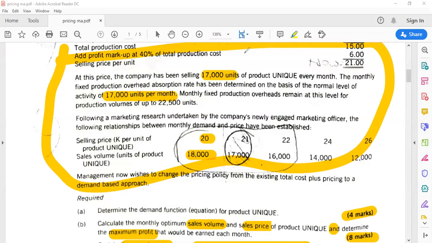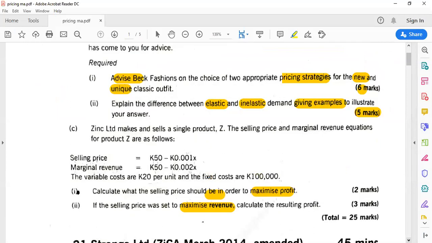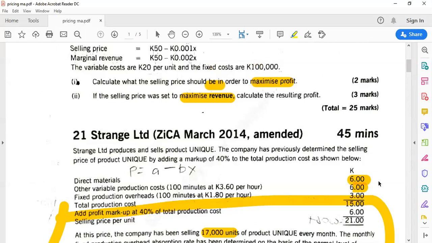So we're simply going to get here 17,000 units multiplied by 3 kwacha per unit. This is the fixed cost, which is giving us how much? It is giving us 51,000 kwacha as total fixed cost. Now, in case you're wondering where the 3 is coming from, the 3 is here. It has been given to us in the question. The examiner is so kind. He gave us the 3. There we go. That is our 3 there.